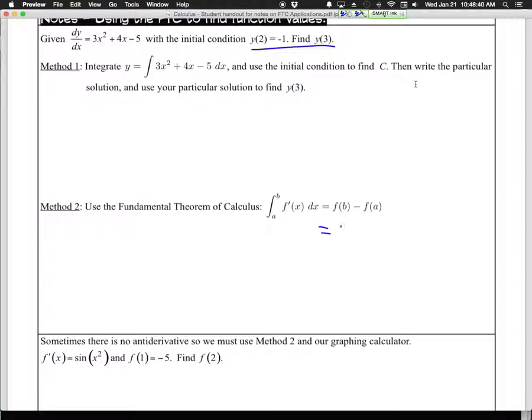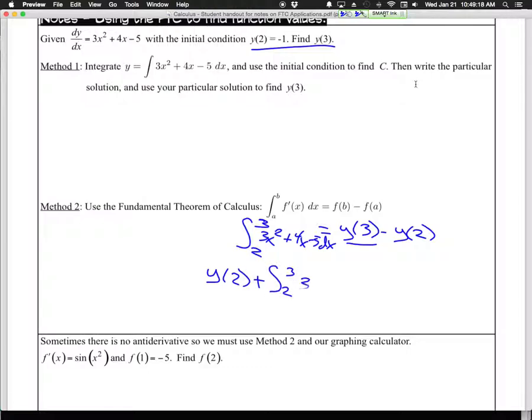I would have y of 3 minus y of 2. So if that's correct, what goes in on this side? F prime of x is the integral from 2 to 3, and then my derivative is 3x squared plus 4x minus 5 dx. What is it I'm trying to solve for? y of 3. So what do I do to get y of 3 by itself? Add y of 2 over. So I have y of 2 plus the integral from 2 to 3 of 3x squared plus 4x minus 5 dx, and that is equal to y of 3.